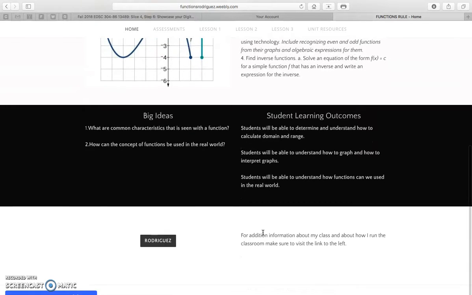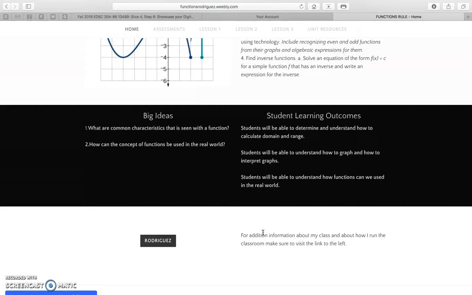For the big ideas for this unit, I want the students to know the common characteristics that are seen with functions and to be able to understand the concept of functions being used in the real world. The concept being used in the real world is really important. It's not just for math class, it's for everyday use as well. And that's really what I'm going to be harping on this entire section, is that it's used in the real world.